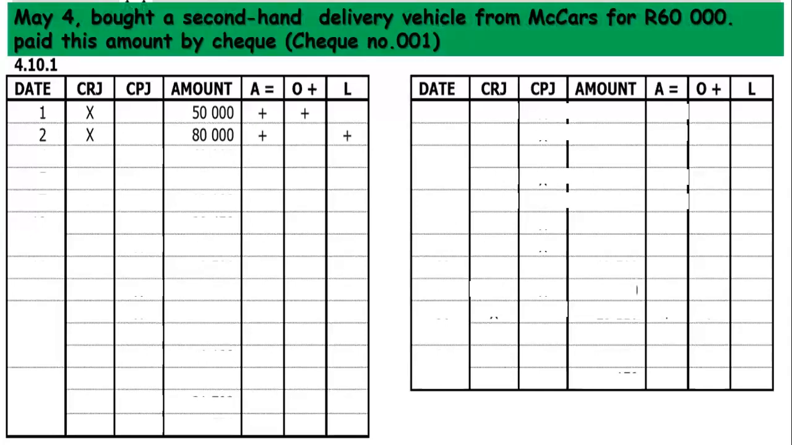Next transaction, on May 4, bought a second-hand delivery vehicle from McCars for 60,000 rand, paid this amount by check. What actually happens is that it does not have any effect on the accounting equation because we just exchange one asset for another. We subtract money in the bank and we get another asset. So it's a plus or minus on the assets, just an exchange, it does not have any effect at all.